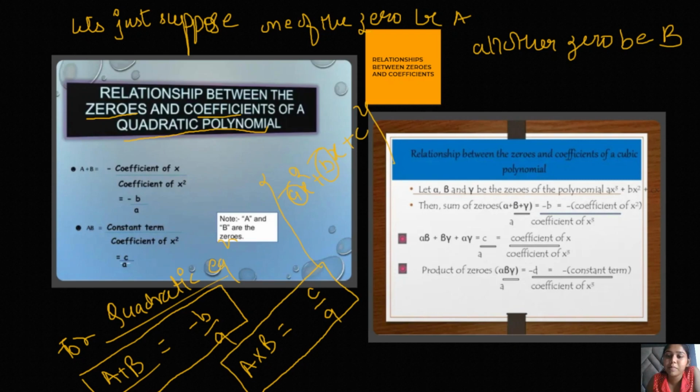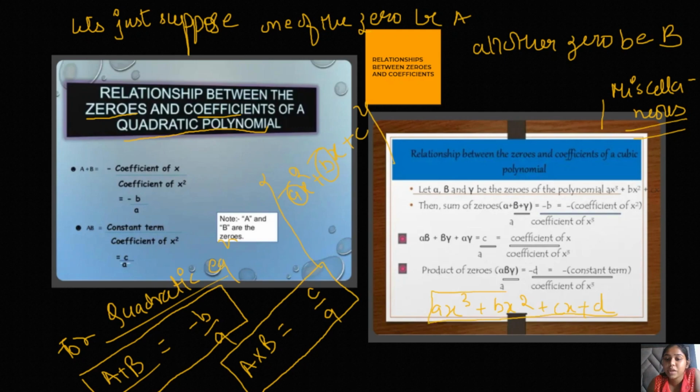Here I have also given a relationship meant for the cubic polynomial. This cubic polynomial is not in your chapter. Basically, it is in your miscellaneous exercise, but the miscellaneous exercise for class 10th also needs to be solved. That is why I have mentioned here the relationship between the zeros and the coefficients. For a cubic polynomial, the general equation is like this.